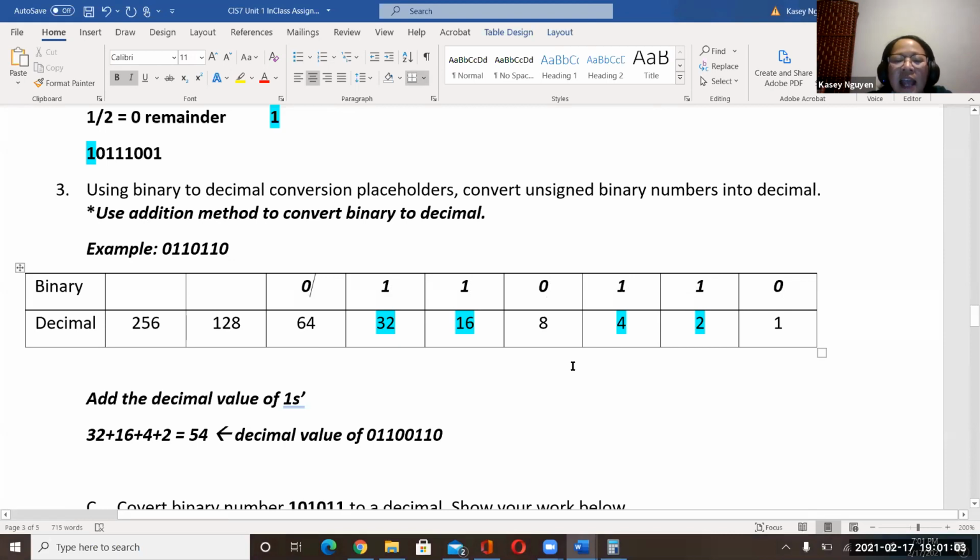And then you're going to add up only the decimal equivalent that has the 1 in that scale. So we're going to add 2 plus 4 plus 16 plus 32. We do not add the value that has the 0 on top, because remember earlier we didn't subtract it because it was too large, right? So you're only going to add the value that has the bit turned on. So when we add all of these together, 32 plus 16 plus 4 plus 2, we get 54.